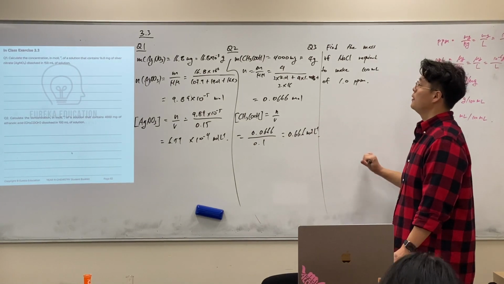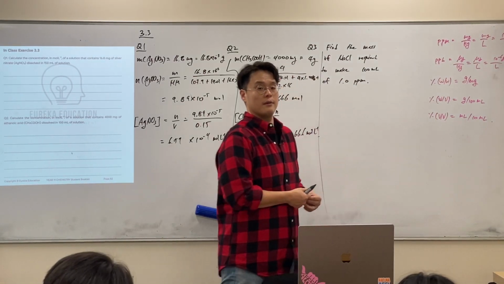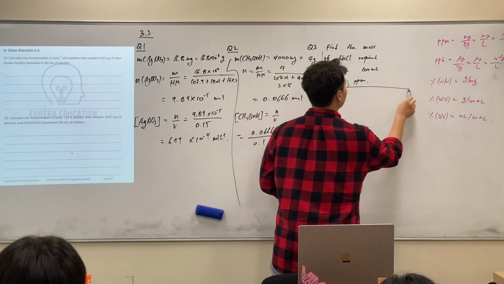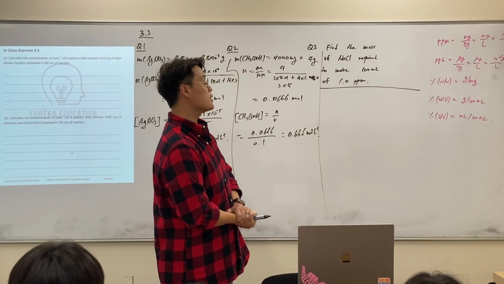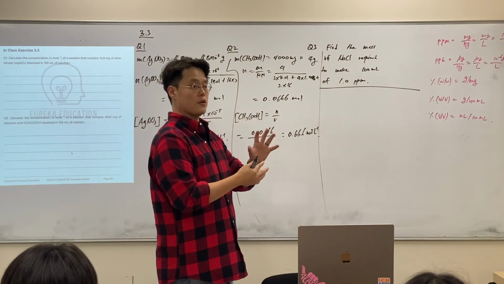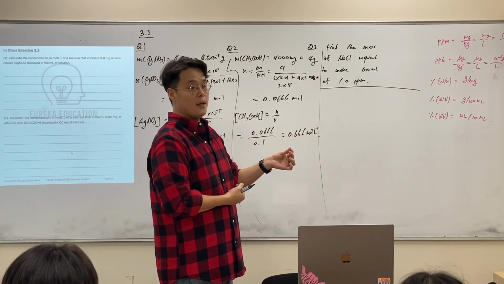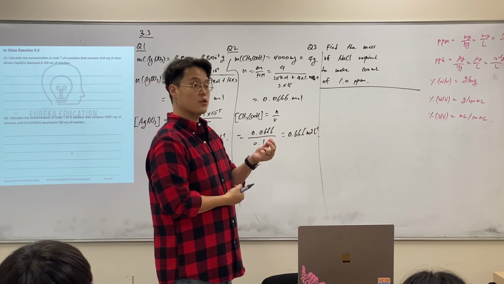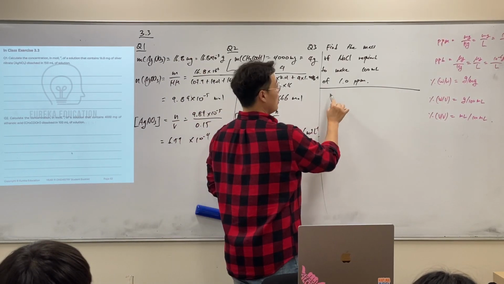How did you go with question 3? Okay, start from here. Find the mass of the sodium chloride required. So we actually need to make some solution with this, like salt water, and we want to make it at a concentration of 1 ppm. Then how many grams of this salt are required to make that 1 ppm? So start from 1 ppm here.